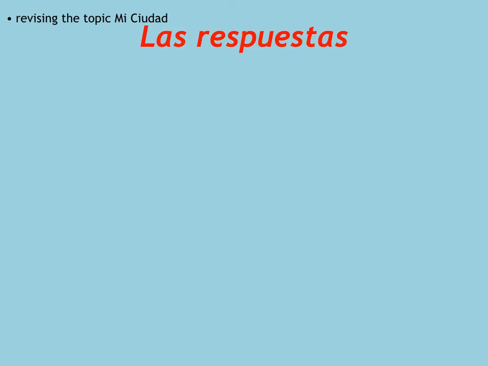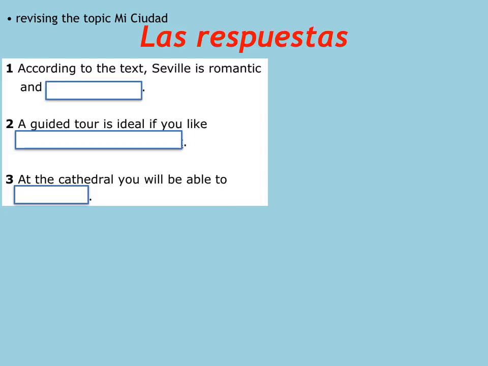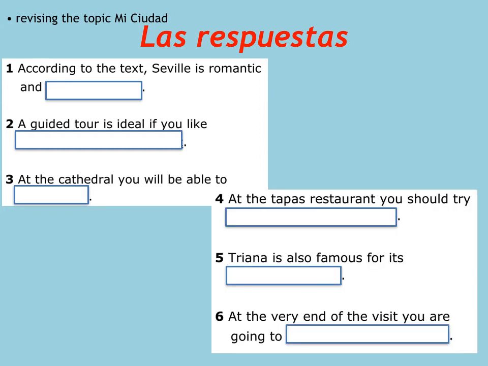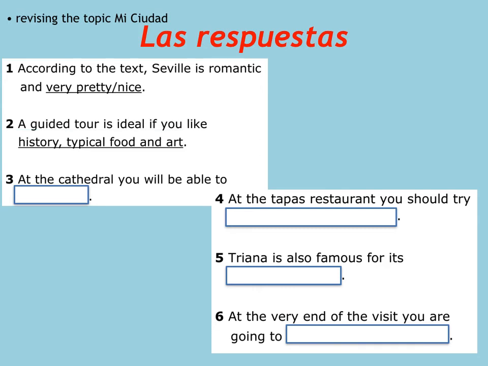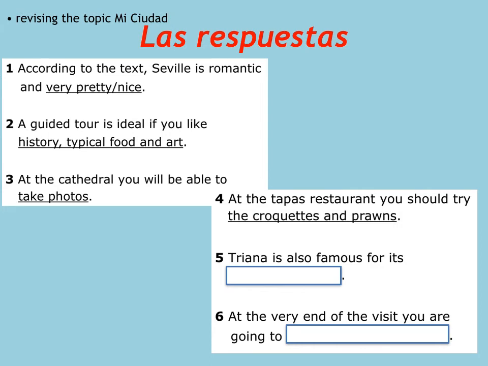A ver, las respuestas. Okay, let's look at how you did. According to the text, Seville is romantic and very pretty or nice, because it said bonita. A guided tour is ideal if you like history, typical food, and art. Number 3, at the cathedral, you will be able to take photos. Number 4, at the tapas restaurant, you should try the croquettes and prawns.